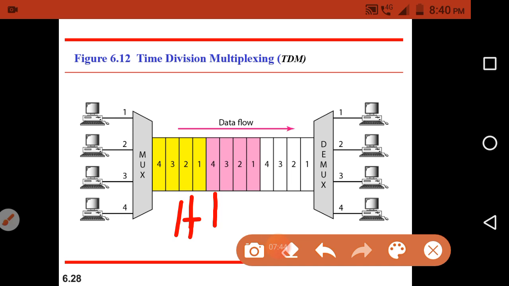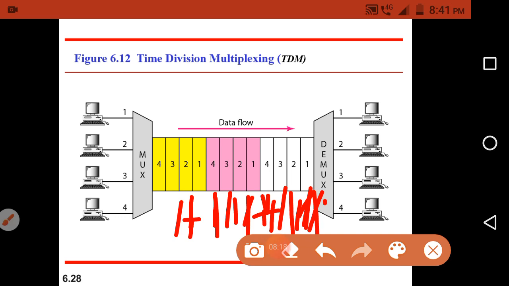After completing one time slot, the first device comes into the picture again. It sends its remaining signal within its time, then again the second device, third device, and fourth device. After completing the second slots, the first device again sends its remaining signal in its allocated time, then the second, third and fourth, until all the signals are transmitted.